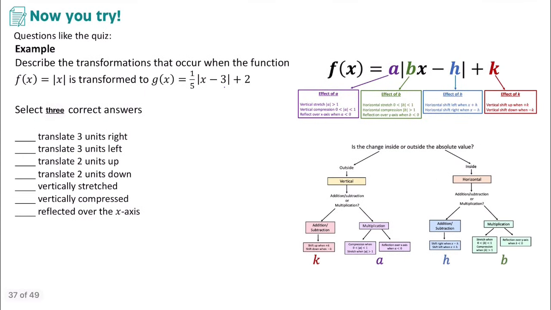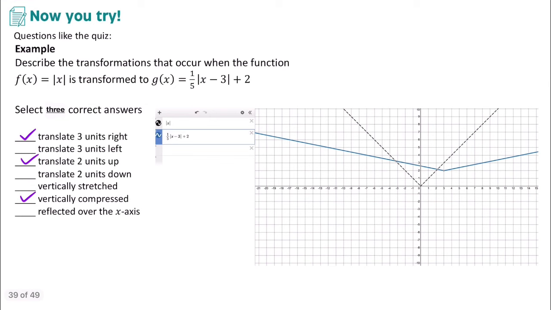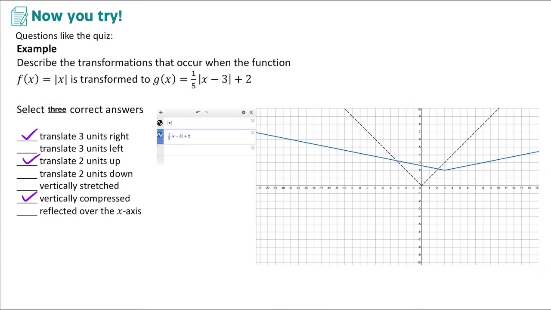So now you can go ahead and pause the video and try this example on your own. Okay, so here we have a 1/5, a -3, and a +2. So once again, I wrote it out for myself, right? I have a 1/5, so that means vertical compression. -3 means right 3, and +2 means up 2. I just checked off three choices that matched what I had written out. And then I'm going to go to Desmos and make sure that I got it right. You can see here it is translated 3 units to the right, 2 units up is correct, and it is vertically compressed, right? It looks like someone squashed down this function from the vertical direction.